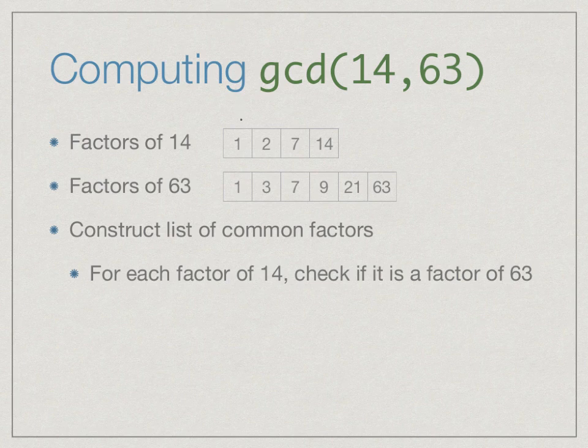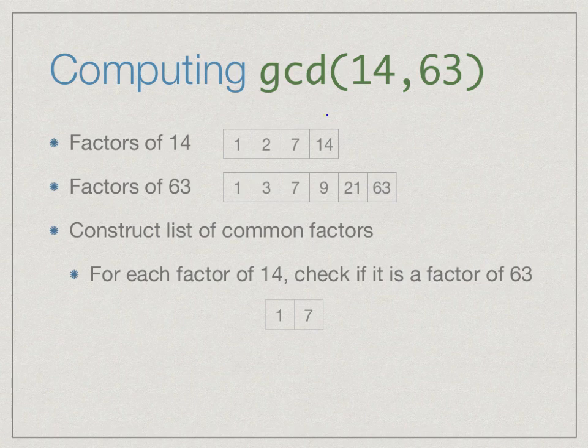We just go through one of the lists, say the list of factors of 14, and for each item in the list, we check if it is a factor of 63. Right? So we start with 1 and we say, does 1 appear as a factor of 63? It does, so we add it to the list of common factors. Then we look at 2 and then we ask, does it appear? It does not appear, so we skip it. Then we look at 7, and we find that 7 does appear, so we add 7. Then finally we look at 14 and find that 14 does not appear, so we skip it.